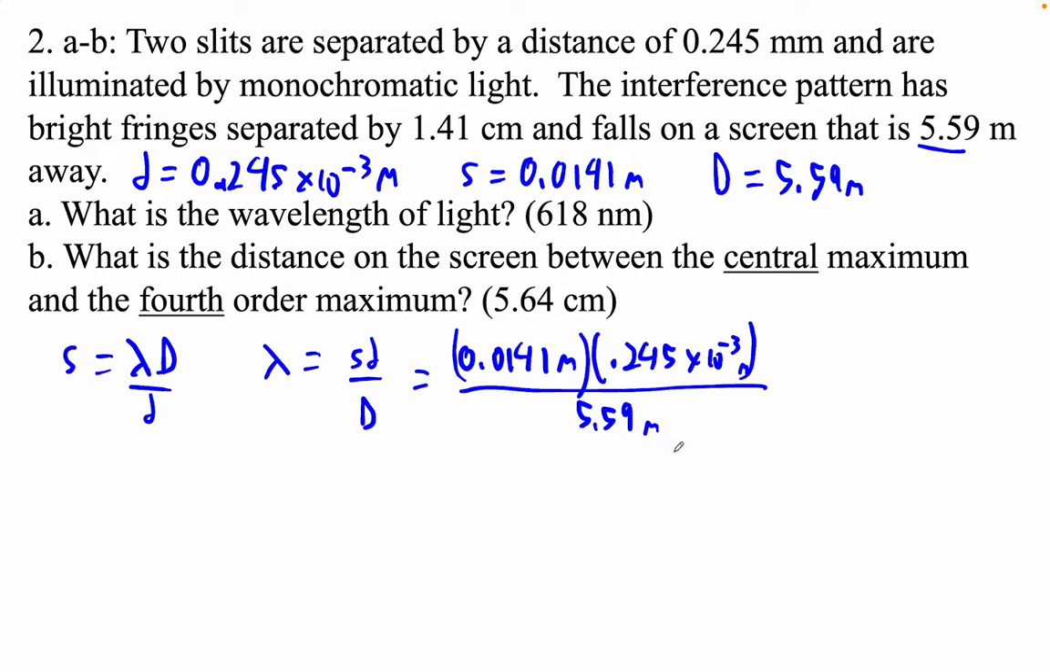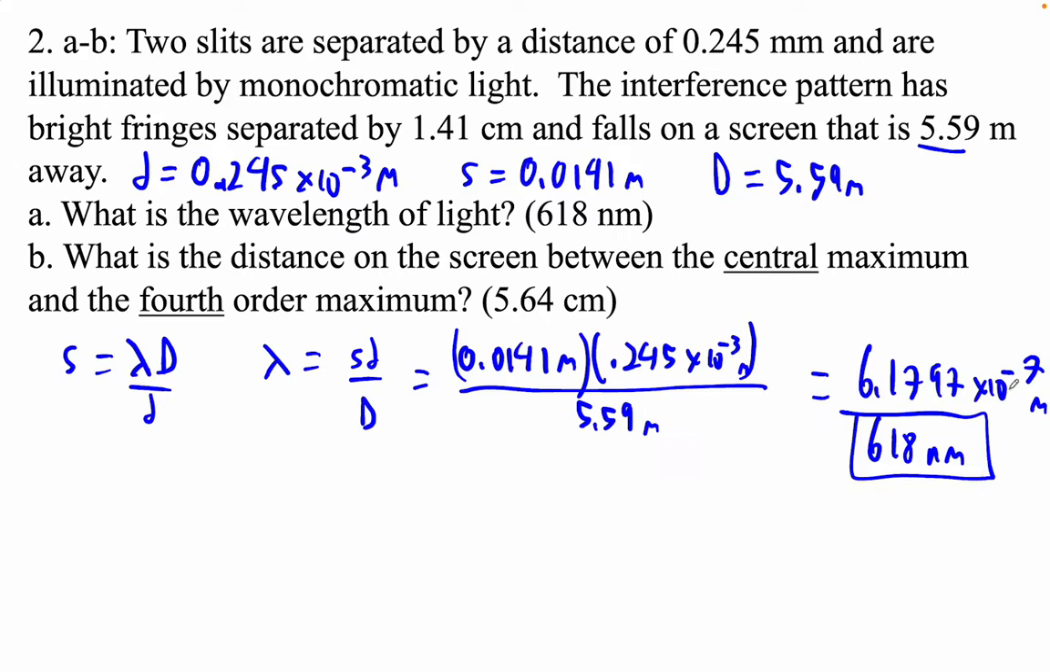0.0141 times 0.245 e minus 3 divided by 5.59. And when I do all that, I get 6.1797 times 10 to the minus 7th meters, which is 618 nanometers.